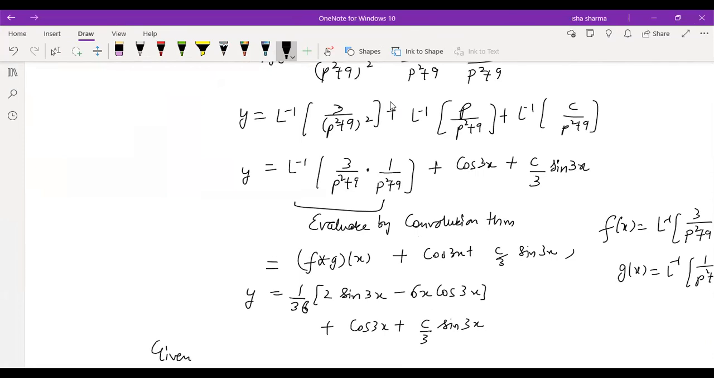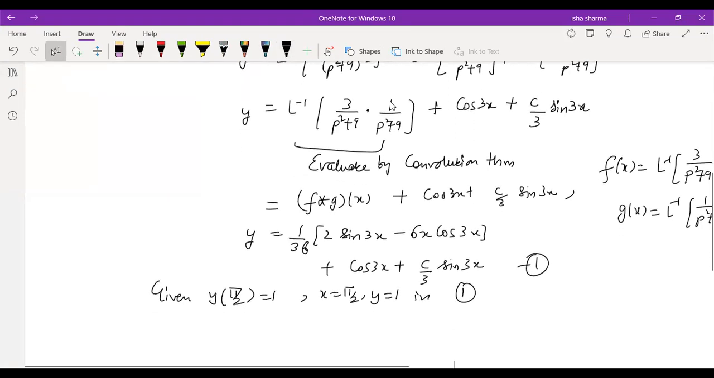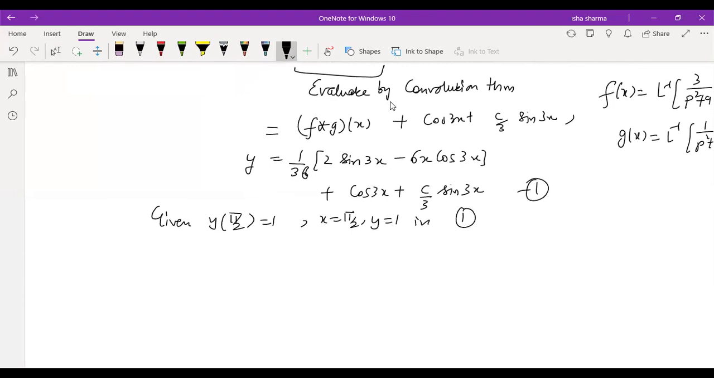So this is the point where I will be using the given information. You put x is equal to pi by 2 and y is equal to 1 in, say, expression number 1. So when you put x is equal to pi by 2 and y is equal to 1, you will get the value of c. So I'm directly telling you the value of c which you will get from here is going to be minus 19 by 6.